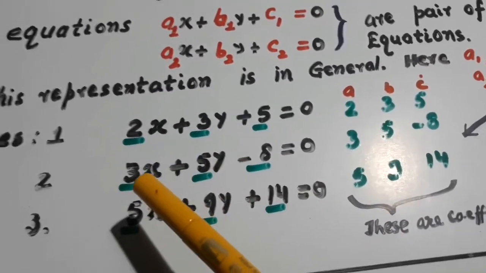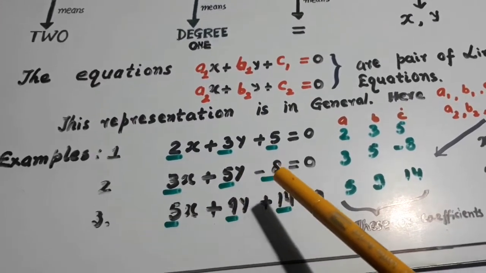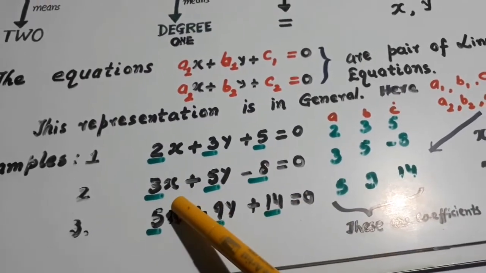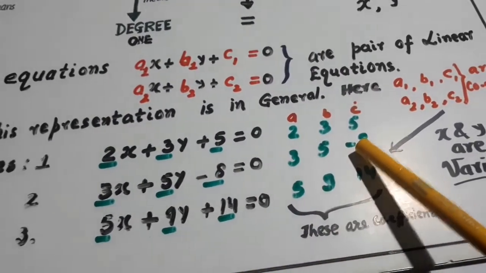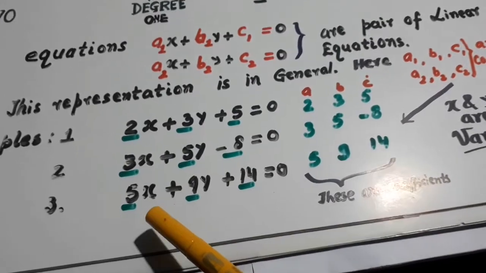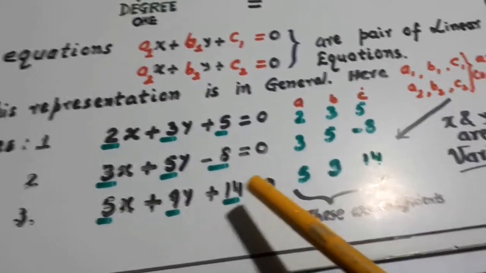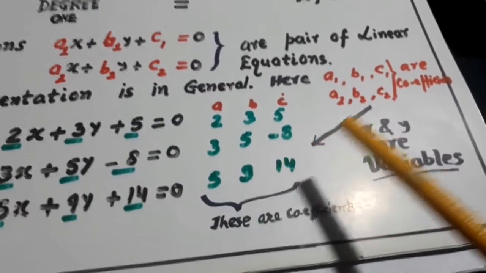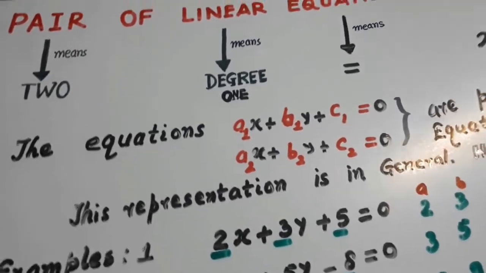Second example is 3x plus 5y minus 8. Here A is 3, B is 5 and C is minus 8. Similarly, in the third one, A is 5, B is 9 and C is 14. So, these are pair of linear equations in two variables. Now, let us go further.